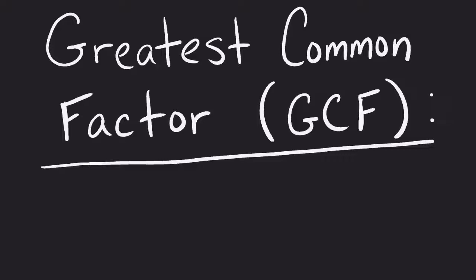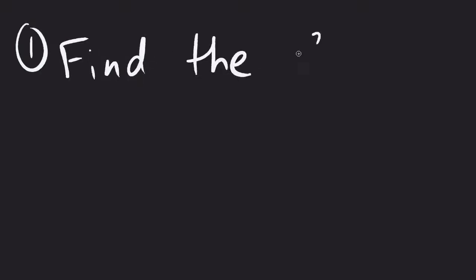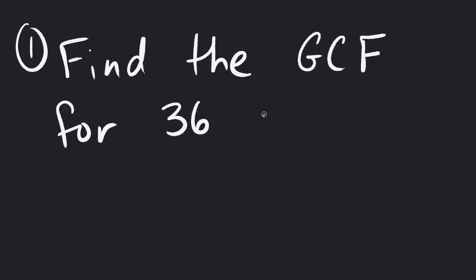So let's say we started off with a problem like: find the GCF, greatest common factor, for 36 and 44. So that's the problem they're going to pose to us. Find the GCF, that greatest common factor, for both 36 and 44. Okay, well, let's take a look at that.